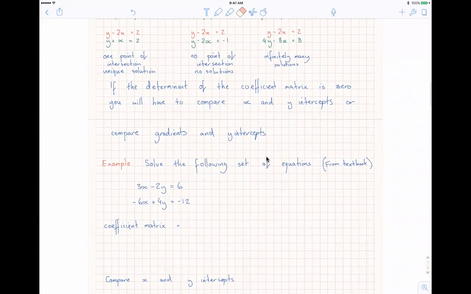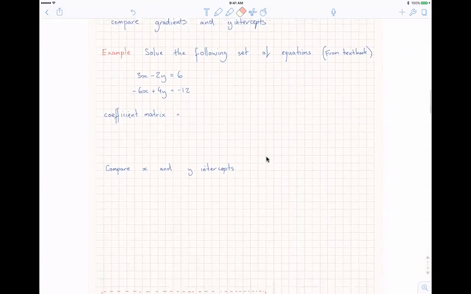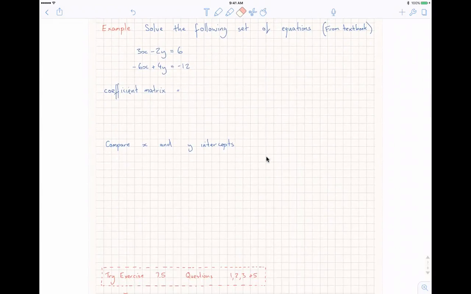So if the determinant of the coefficient matrix is 0, you'll have to compare the x and y intercepts, or the gradients and y intercepts, to determine whether there's no solutions or infinitely many solutions. So an example is just one from the textbook. For the remainder of the matrices chapter, I'll probably keep using the examples from the textbook because they're fairly straightforward. So if you don't like the way that I explain it, have a look them up in the textbook and see if they explain it better.